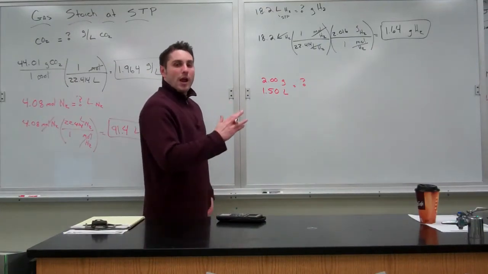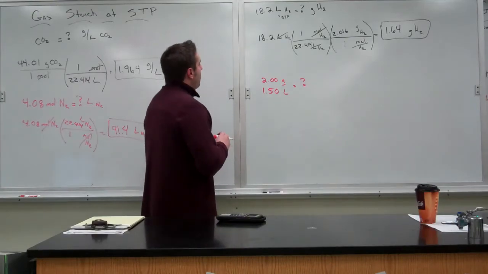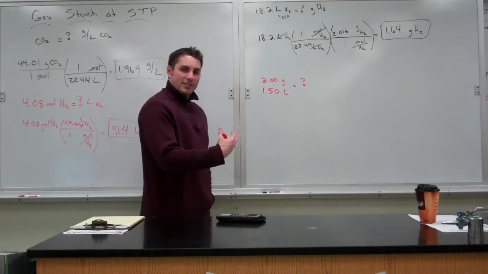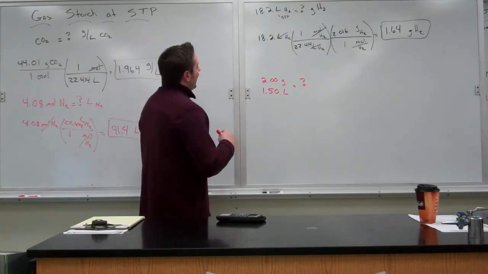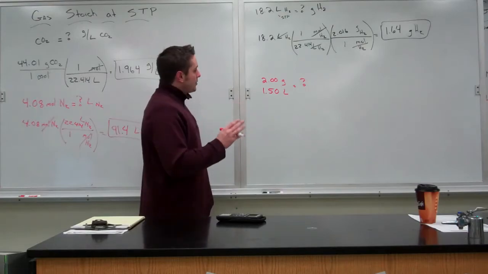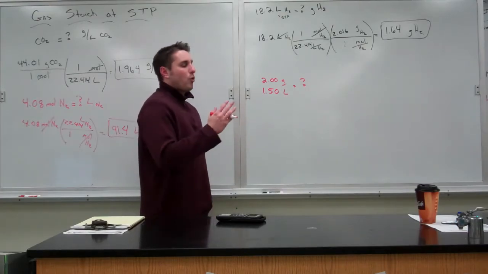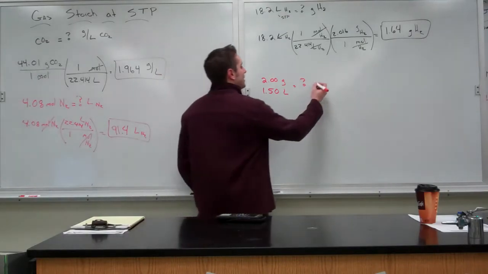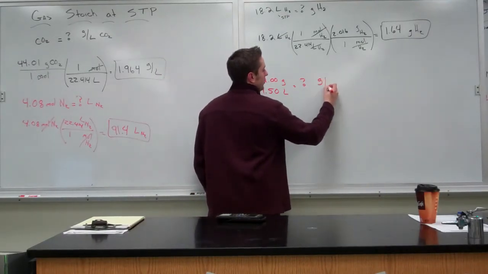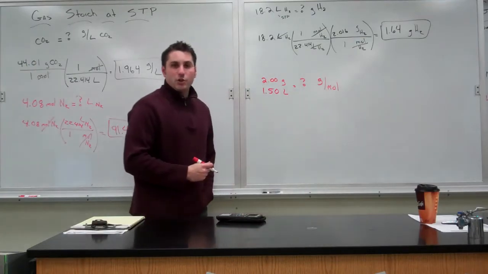Molar mass is grams per mole. Molar volume, which is a new concept we'll talk about this chapter, is liters per mole. And density will either be grams per liter, grams per milliliter, or grams per cubic centimeter. This problem asks for molar mass, so I'm going to try to convert this into grams per mole.